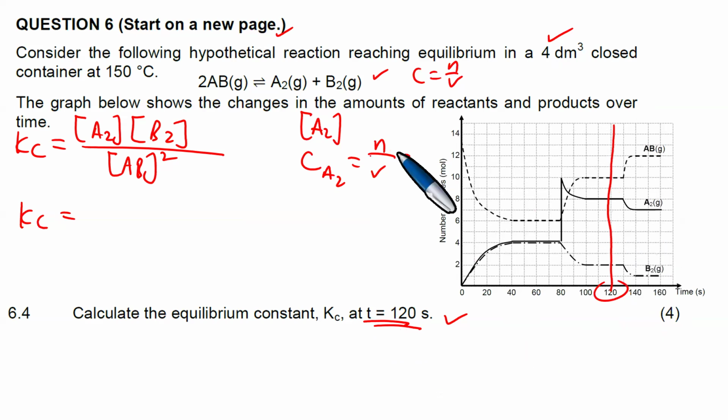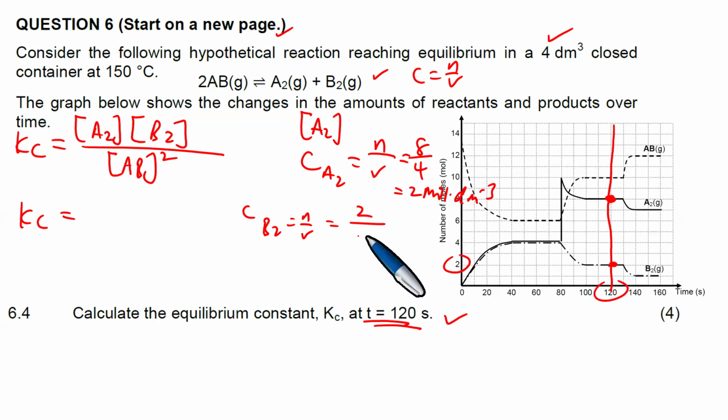Let's read the moles of A2, because we want to deal with A2 here. So A2 is there, and the moles are exactly 8. So we're going to do 8 over 4, which is actually 2 moles per decimeter cubed. Okay, let's do the other thing: the concentration of B2, number of moles over volume. The number of moles of B2 is 2, so 2 over 4 is 0.5 moles per decimeter cubed.